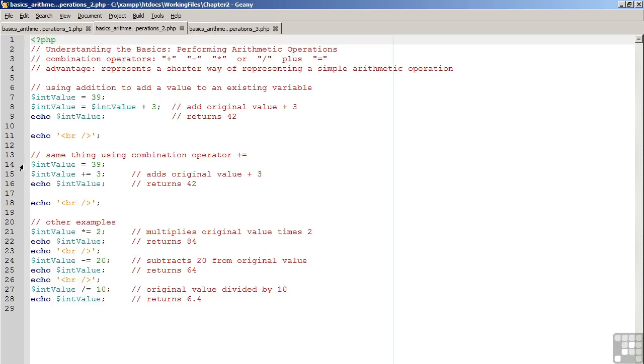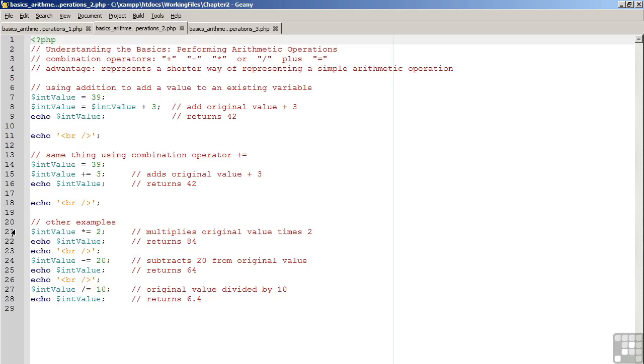We can do the same thing using the combined operator. So as you can see on line 14, we assign the value 39. We then use the combined operator of plus equal, give it a value of 3. The net result will be the original value plus 3, which will also return a value of 42. As you can see, this is a much more efficient way of representing addition if you plan to add a number to the same variable.